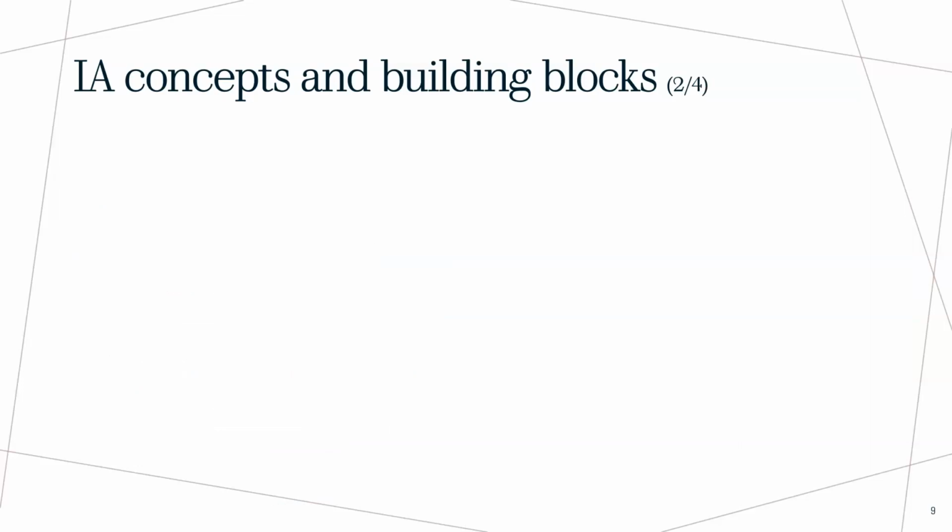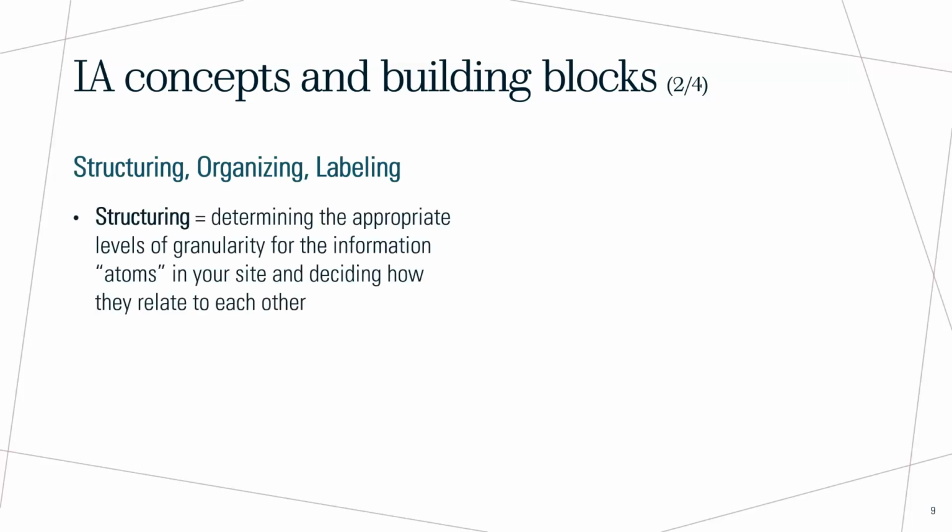Another information architecture concept you need to know about: structuring, organizing, and labeling. Structuring is determining appropriate levels of granularity for information. So there are, quote-unquote, atoms in your site. You've got all the little data bits. How do they relate to each other? What's on the same level?